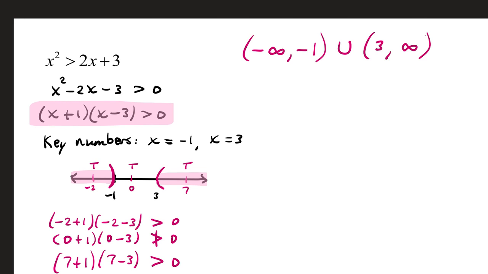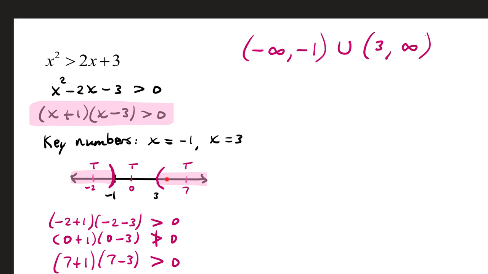into this factored part. So testing with a negative 2, negative 2 plus 1 times negative 2 minus 3. That's negative 1 times negative 5. That's greater than 0. Testing the middle interval, 0 plus 1 times 0 minus 3. That's not greater than 0. That's a bad interval of numbers.